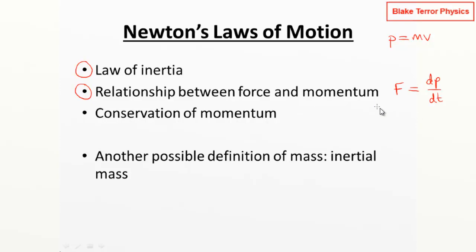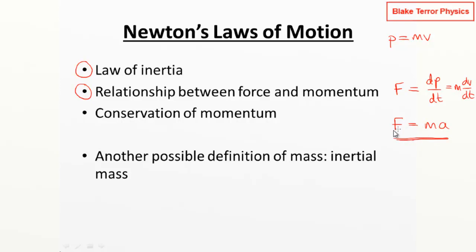This second law is more commonly written in its simplified special case form of F equals ma. The force is equal to the mass times the acceleration, because in the case of constant mass, this rate of change of momentum becomes the rate of change of mass times the velocity. So if mass is constant, then this turns into m dv/dt, which is the mass times the acceleration. But this is only applicable if we've got a constant mass.